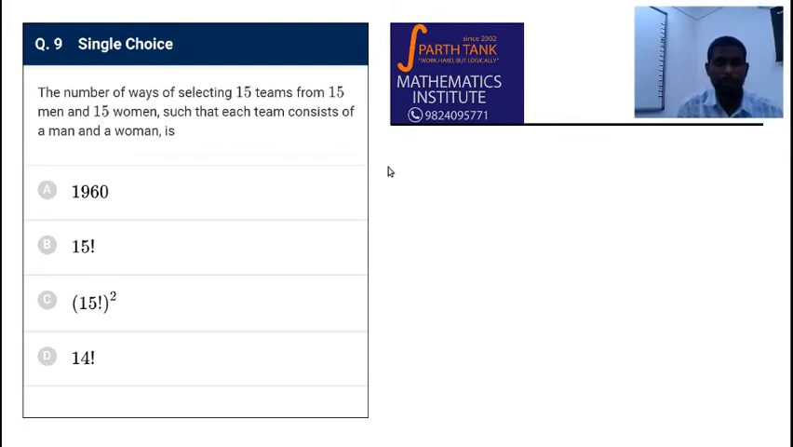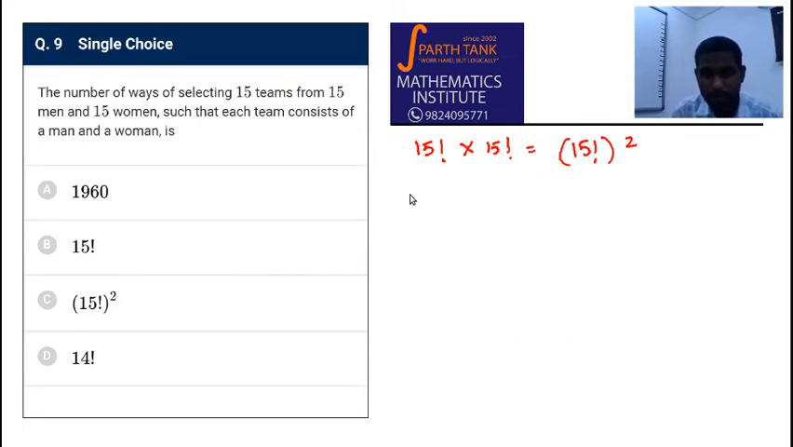This is a question based on permutations and combinations. The number of ways of selecting 15 teams from 15 men and 15 women such that each team consists of a man and a woman is. Now this question, many of you might think, okay, there are 15 factorial ways of arranging men and 15 factorial ways of arranging women. Therefore, the total answer is 15 factorial square, and since there is a 15 factorial square, jump at the answer, option C, but that is wrong.